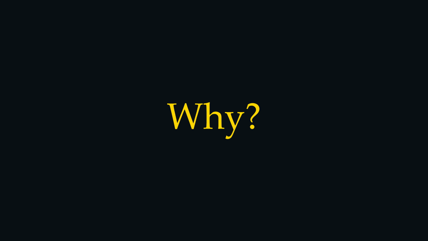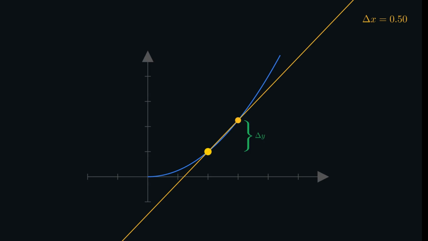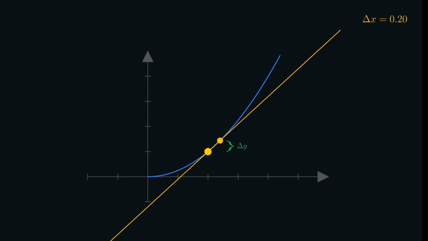Why does this pattern work? We want to know how fast y is changing when x changes. Start at some value of x. Move a tiny bit to the right by an amount called delta x. See how much y changed, which is delta y. Calculate the ratio delta y over delta x, change in y divided by change in x. Make delta x approach 0 and see what remains.